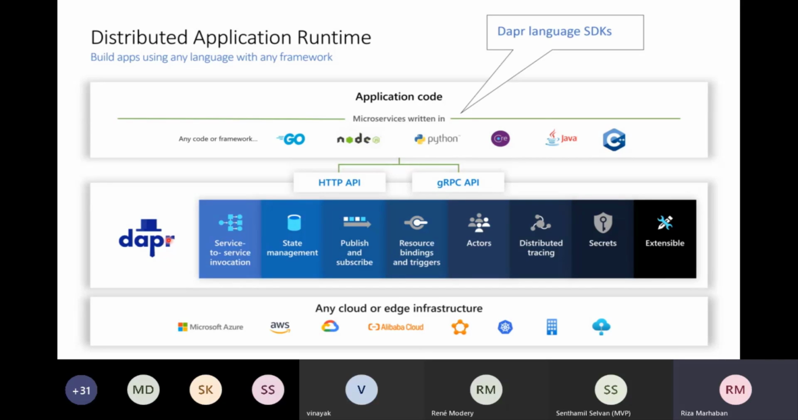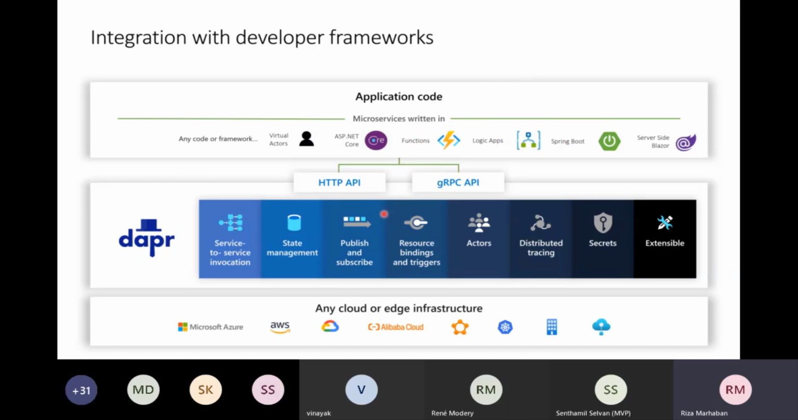And the SDKs currently are 1, 2, 3, 4, 5, 6, as far as I remember. Maybe they will add more soon, I don't know. But if you have an idea, you can add more SDKs to help the community. So this is one of them. For example, even server-side Blazor, Spring Boot for Java, Logic Apps, Azure Functions, ASP.NET Core, or virtual actors also can.